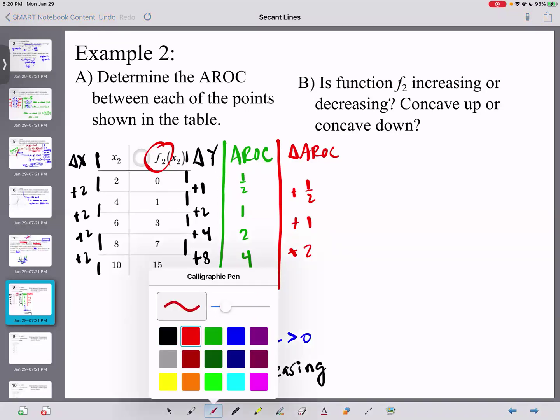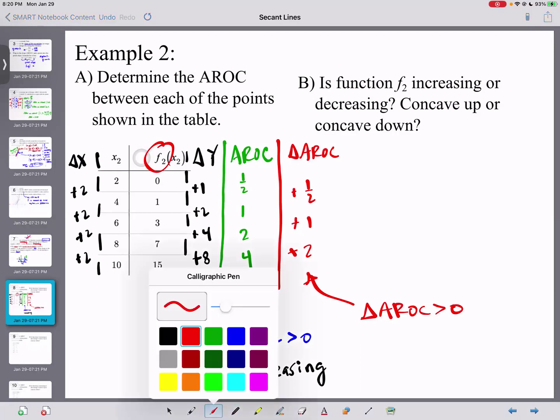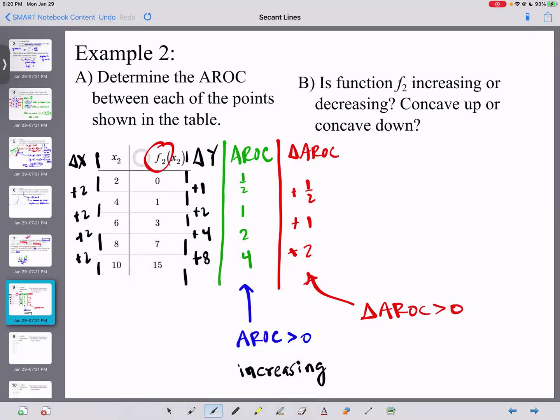Okay, now let me get this right. This is our delta A rock. If delta A rock is always greater than 0, what can we determine about our function? Concave up. Concave up, good. There we go. So this one we would have increasing and concave up.